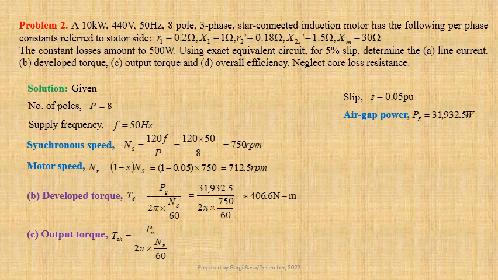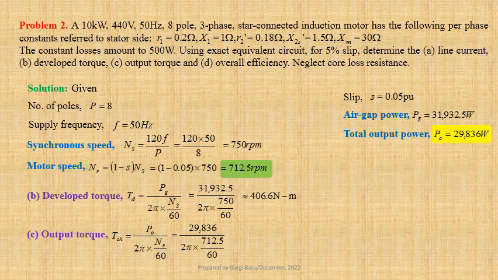We have obtained total output power PO equals 29,836 watts. Therefore, TSH equals 29,836 divided by 2 pi into 712.5 by 60, which is approximately equal to 400 Newton meter.